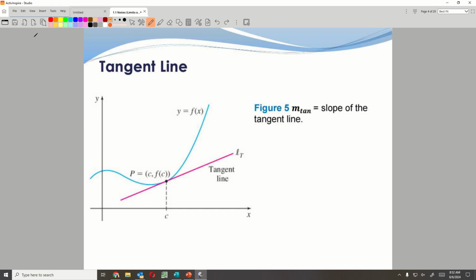We have the m of tan, so that means the slope of the tangent line at the point. Okay, and the location of the point is going to be C and f of C. What does f of C mean? Can someone tell me what f of C would mean? The output of the function at C. Yeah, so what did I do with the C? I input C into the function to get the output, or in this case, the y value here, right? That's what that means.